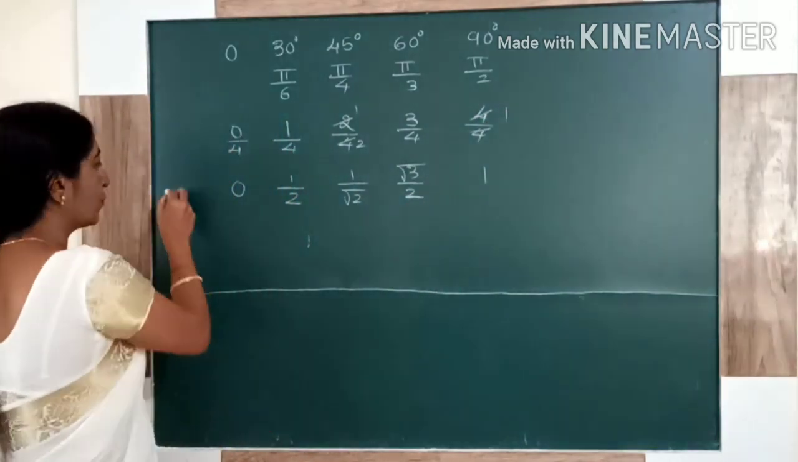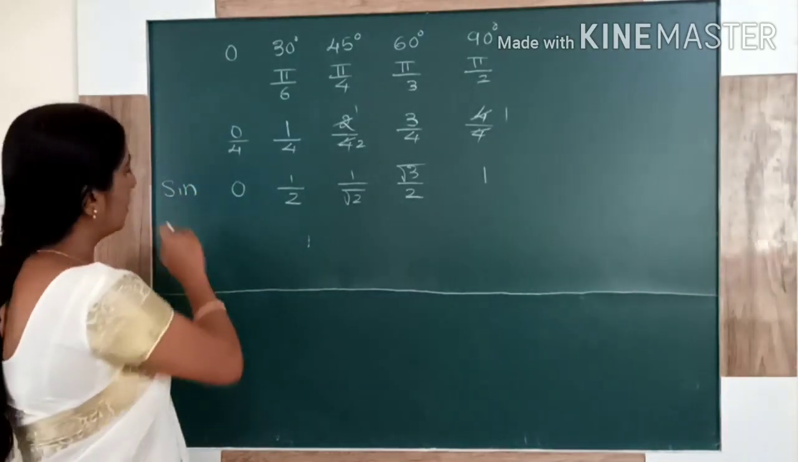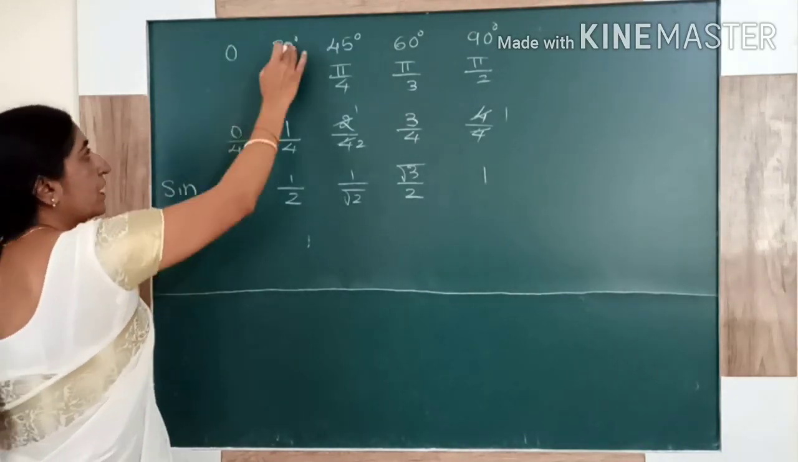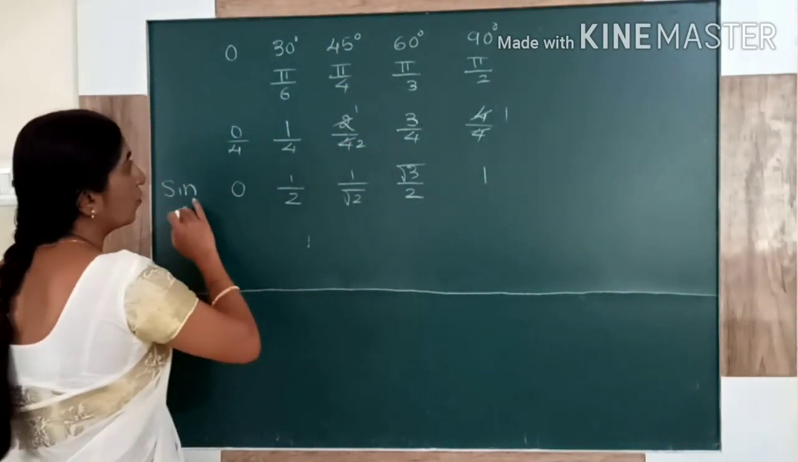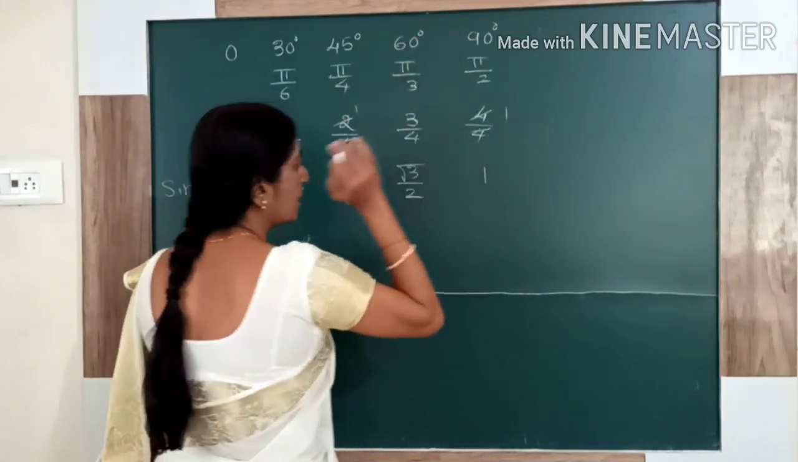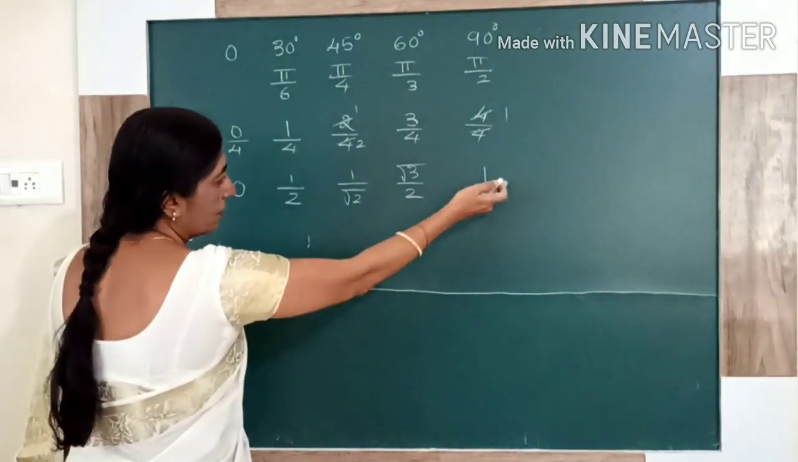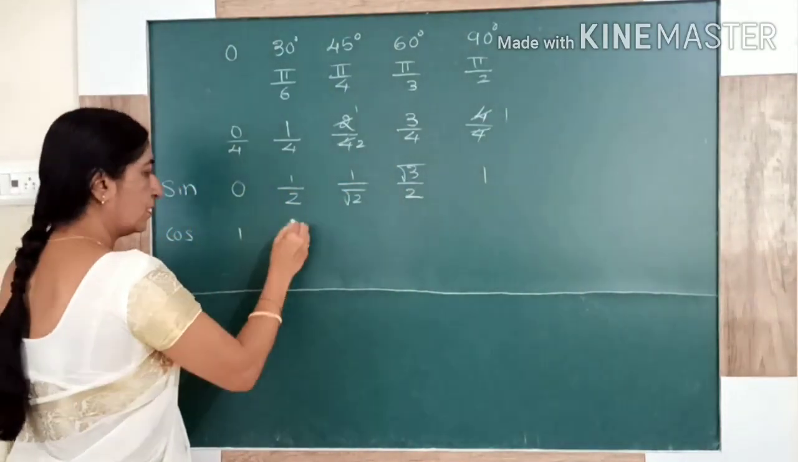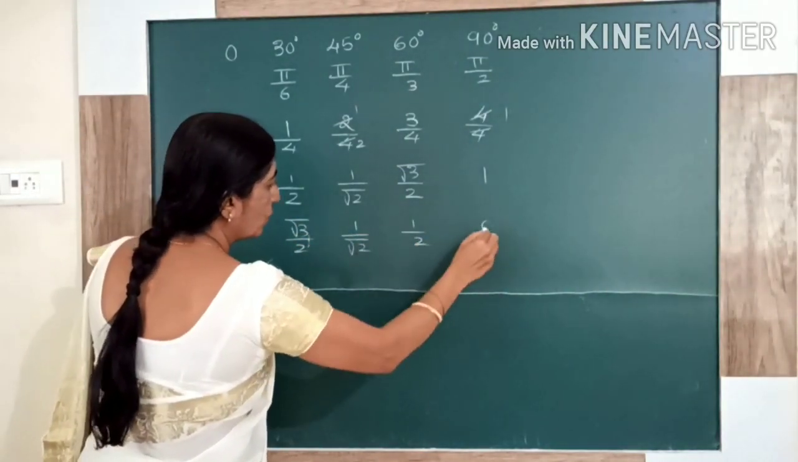Now see, these are the values of sine, and how to apply this, how to find out the values. Example, sine 0 degrees is 0, sine 30 degrees is 1 by 2, sine 45 degrees is 1 by root 2, sine 60 degrees is root 3 by 2, sine 90 degrees is 1. Then what about cos? Cos is nothing but just write down this line in the reverse order, that is start with 1, root 3 by 2, 1 by root 2, 1 by 2, 0.